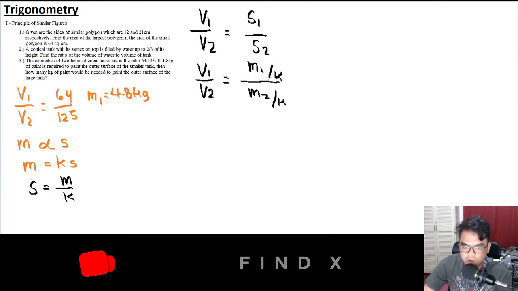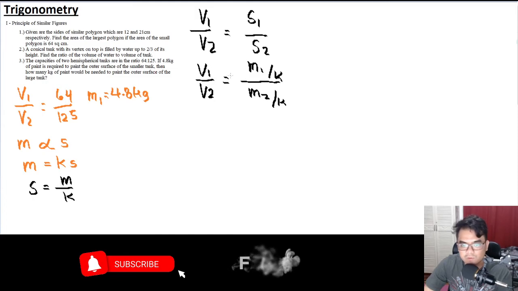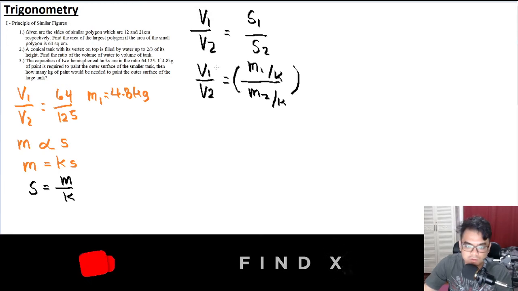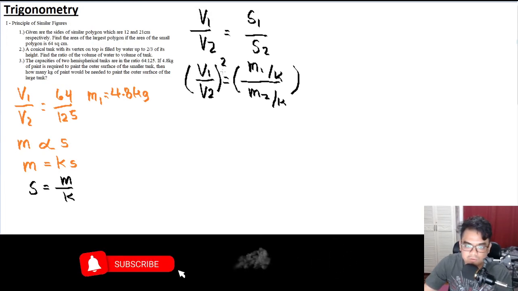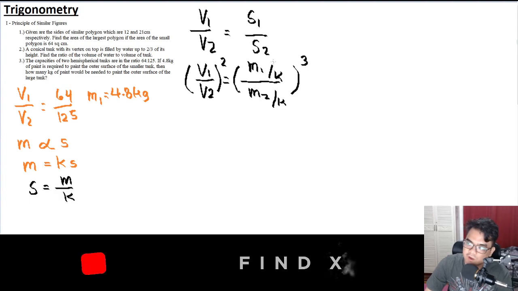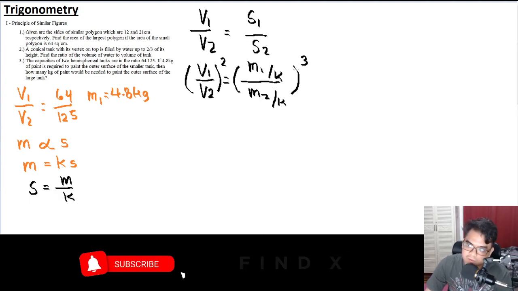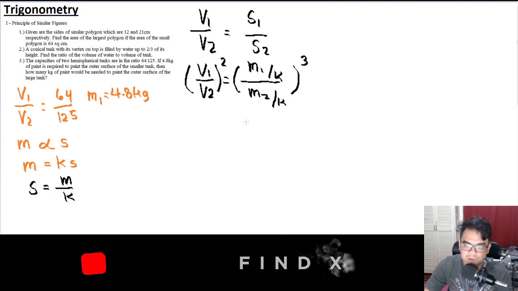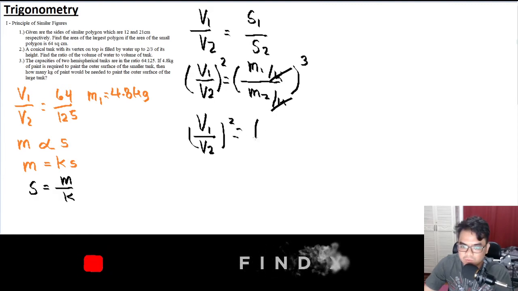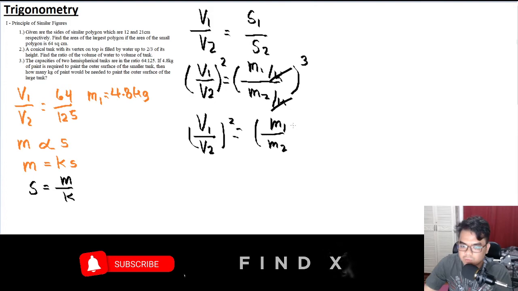But we have to make it equal. The volume is in cubes, while the surface area is in squares. So what you want to do is square the volume ratio and cube the surface area ratio, so they will be equal. Originally the surface area is squared, so 2 times 3 is 6, while the volume is cubed, so 3 times 2 is also 6. So you can simply cancel out k, and you'll have v1 over v2 squared is equal to m1 over m2 cubed.